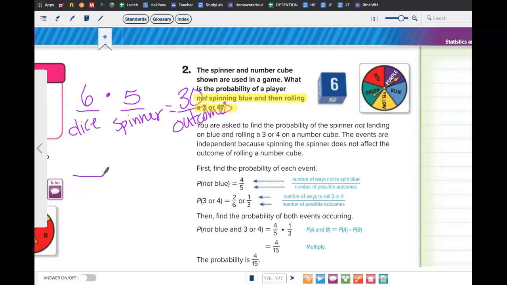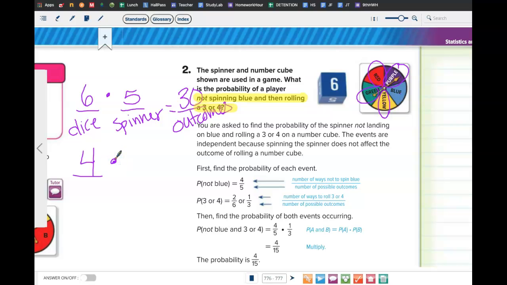They used the spinner first. Sorry, let me start over. I'm messing this up. The probability of a player not spinning blue and then rolling a 3 or 4. If I look at my spinner, how many options do I have that are not blue? Yellow is not blue, green is not blue, red is not blue, purple is not blue. So I have 4 options that are not blue.